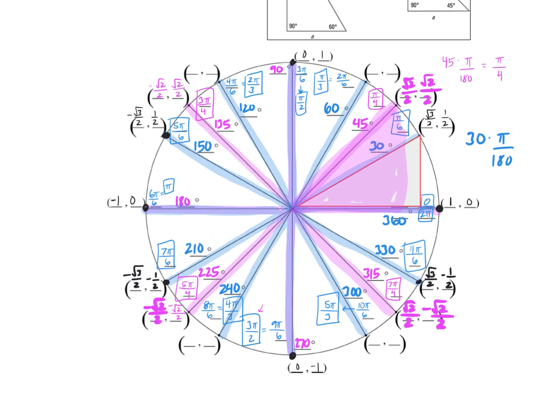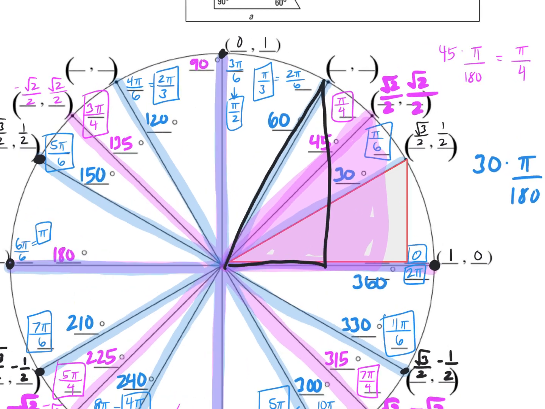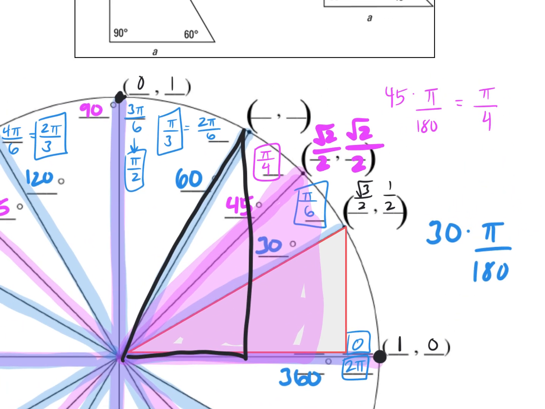Then my last triangle we talked about was the 30, 60, 90 triangle, but it was just flipped. So it's going to be this triangle here that I'm looking at. That's my 30, 60, 90 triangle. And those coordinates are going to be the opposite of our other 30, 60, 90 triangle. So instead of square root of 3 over 2, comma 1/2, it's going to be 1/2, comma square root of 3 over 2.